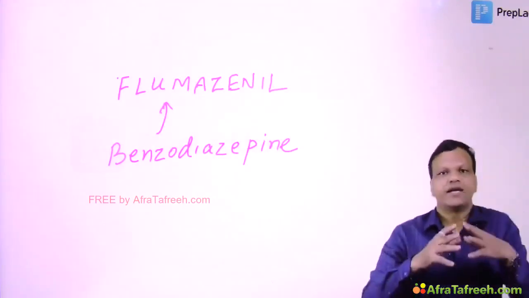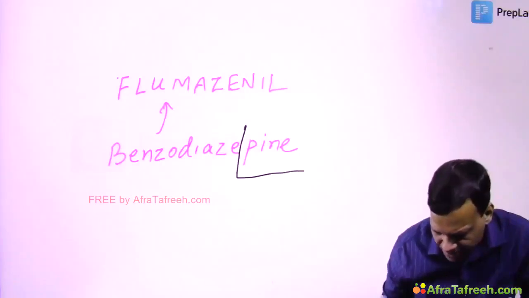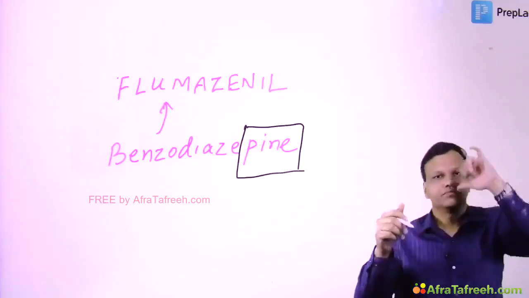Flumazenil is the antidote for benzodiazepine, and from the name you can remember benzodiazepine. The name ends with -peen.